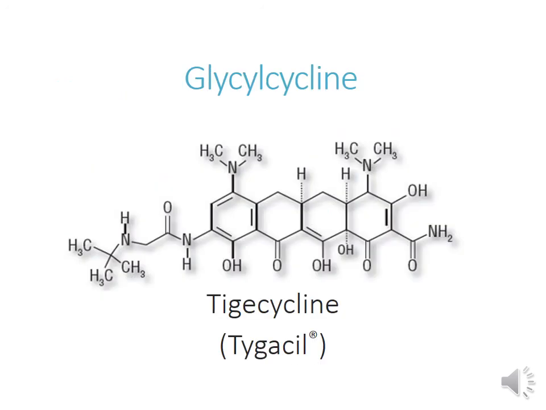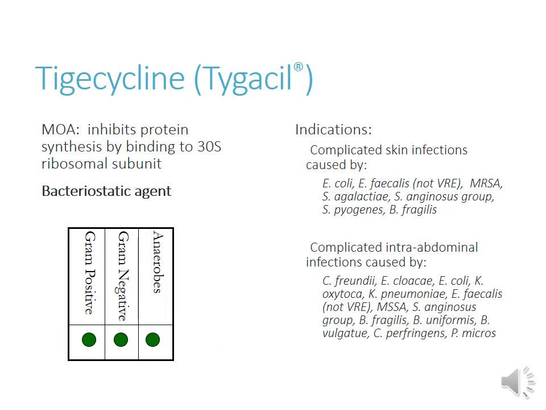Kind of similar to the tetracyclines, at least in structure, is going to be this glycylcycline group, which includes one drug. It's going to be tigecycline or Tygacil. This used to be one of my favorite antibiotics because it is a nice orange color. I'll show you a picture of that in a second.